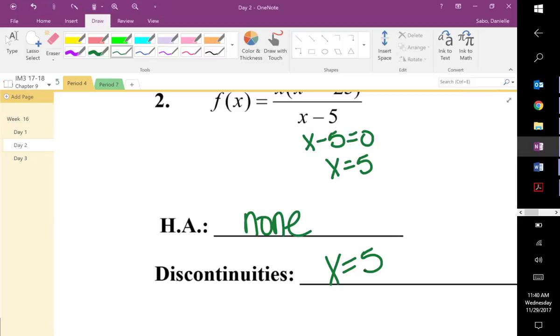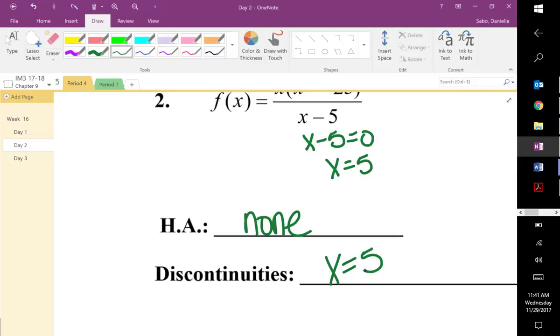Remember, discontinuities is what makes the denominator 0. Well, if I plug 5 in, 5 minus 5 is 0. That's why it works. You could have just figured that out without doing this. I'm okay with that. If you can figure that out without solving, that's fine.